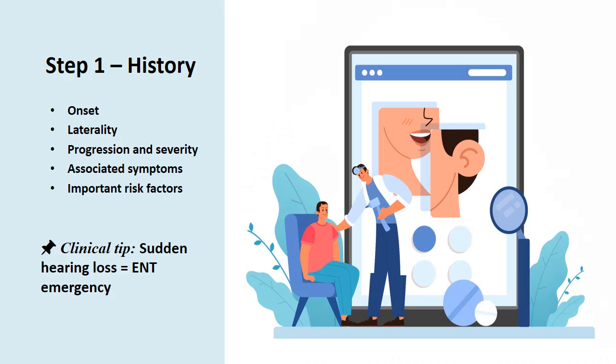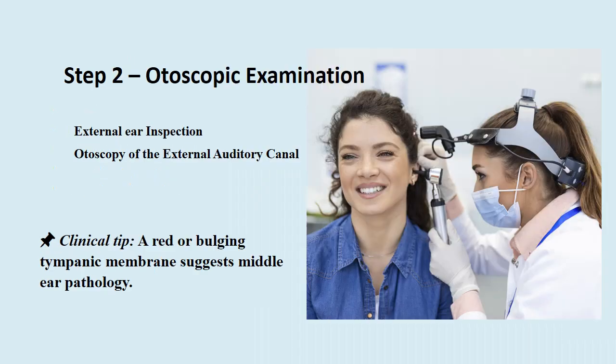Step 1. History. Start with a focused otologic history. Ask about onset, whether it is sudden or gradual, laterality, whether it is unilateral or bilateral, progression and severity. Also ask for associated symptoms like tinnitus, vertigo, ear pain or discharge, or aural fullness. Important risk factors include noise exposure, ototoxic medications, recurrent ear infections, head trauma, and family history.